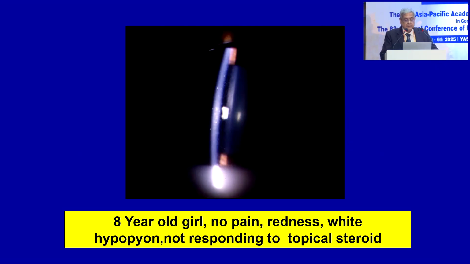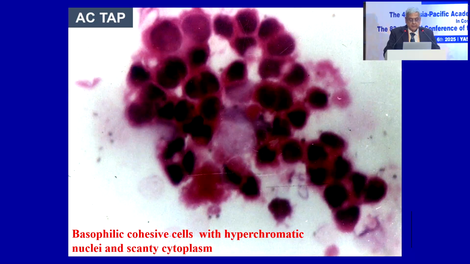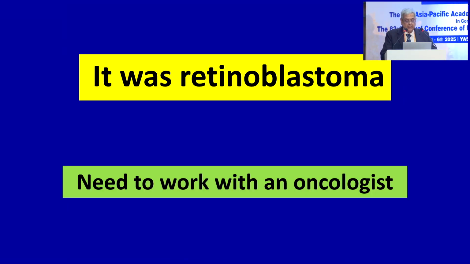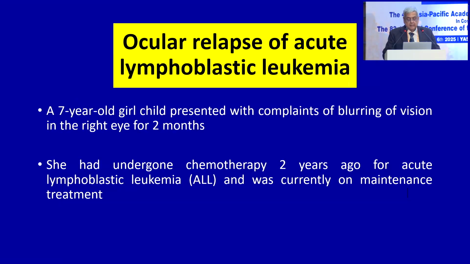Last but not the least, this 8-year-old girl, no pain, redness, white hypopyon, not responding to topical steroid. Basophilic cohesive cells with hyperchromatic nuclei and scanty cytoplasm were seen from the AC tap fluid. And it was a retinoblastoma. We need to work with an ocular oncologist in this condition.